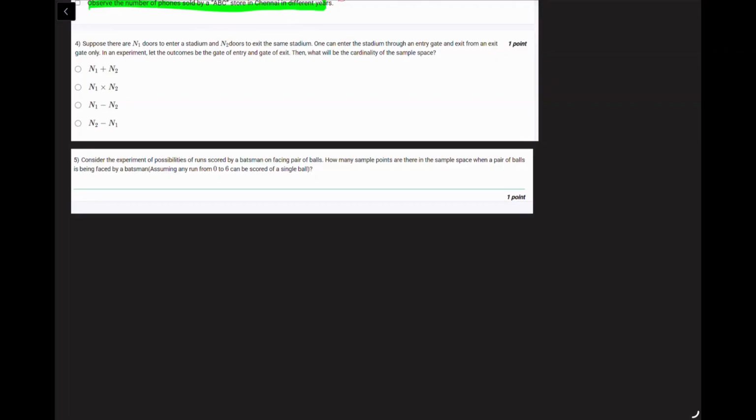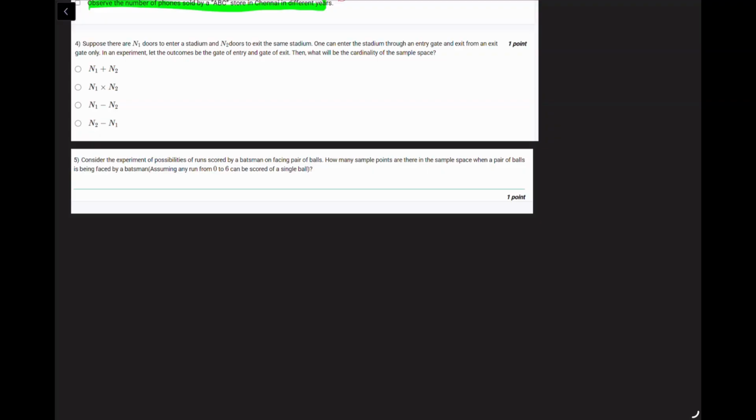Next up, we have: suppose there are N1 doors to enter a stadium and N2 doors to exit the stadium. One can enter the stadium through any entry gate and exit from an exit gate only. In an experiment, let the outcomes be the gate of entry and gate of exit. Then what will be the cardinality of the sample space?